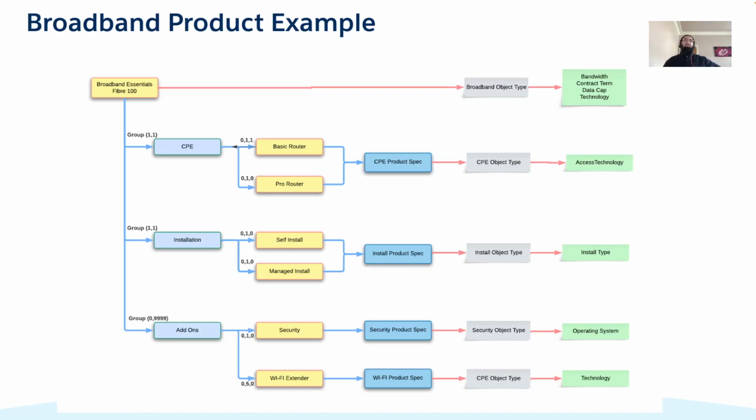And then once my product specifications are ready, I can start creating my commercial offerings. I would create my basic router, my professional router, my self-install and managed install offers, my security offer, my Wi-Fi extender offer, and then I can group these offers into my parent offer, and I will have a bundle Broadband Essentials Fiber 100 with this product structure. So this is an example where you can create a complex product structure like this based on the various building blocks which I have just talked about.